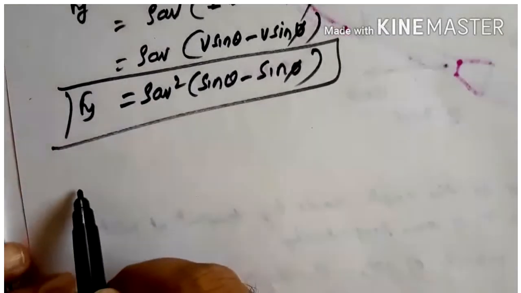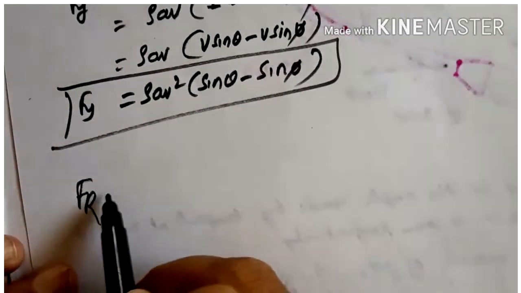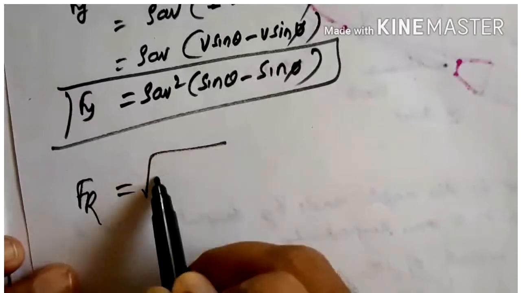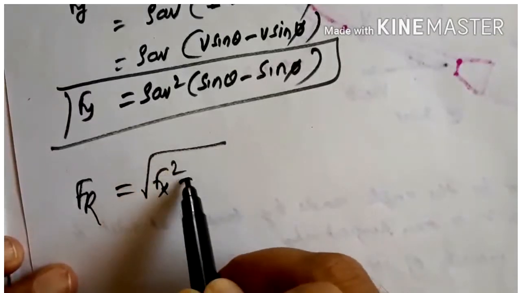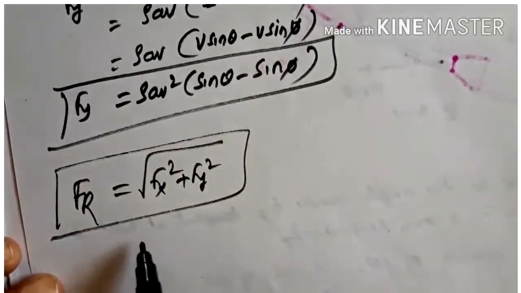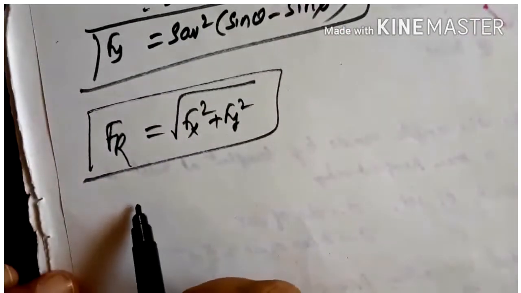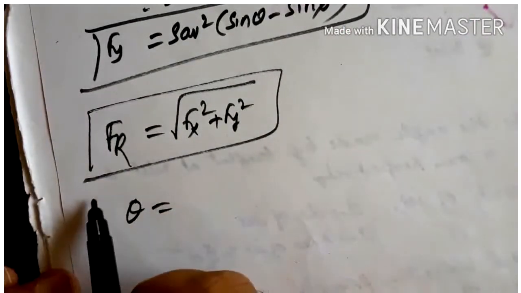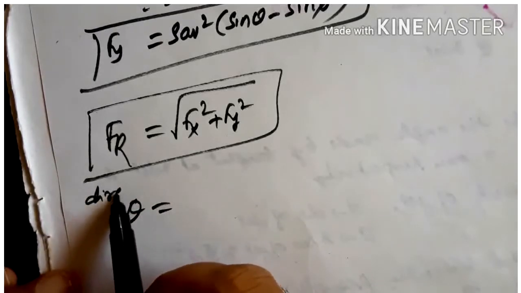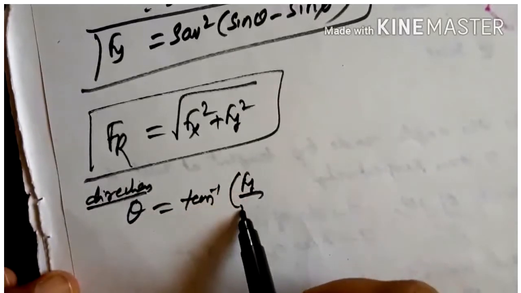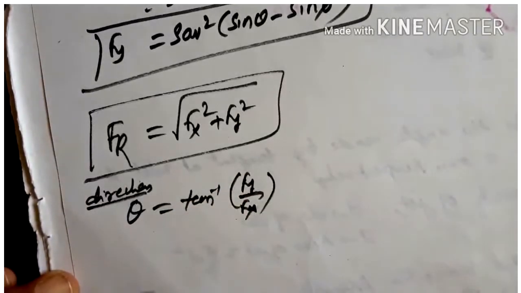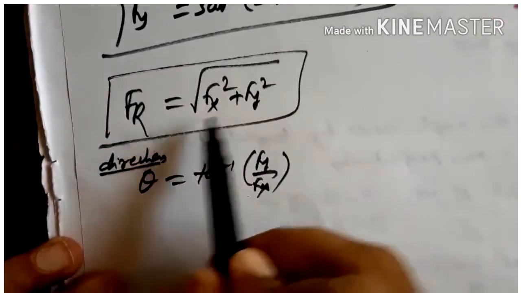Then finally, what is the resultant? Root of Fx square plus Fy square. Then what is the direction of the resultant? The direction theta equals tan inverse of Fy by Fx. This is the direction, and this is the resultant force.